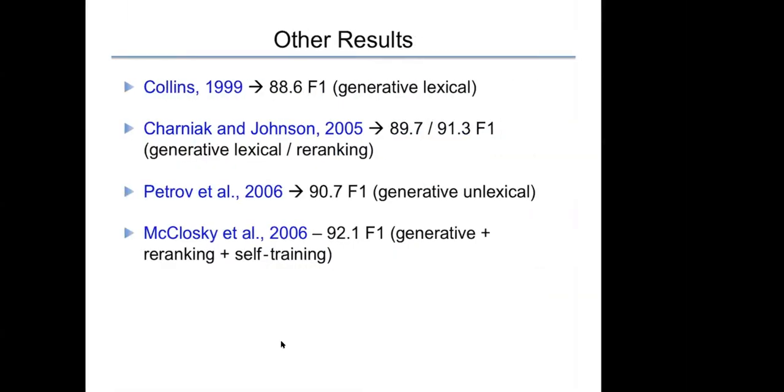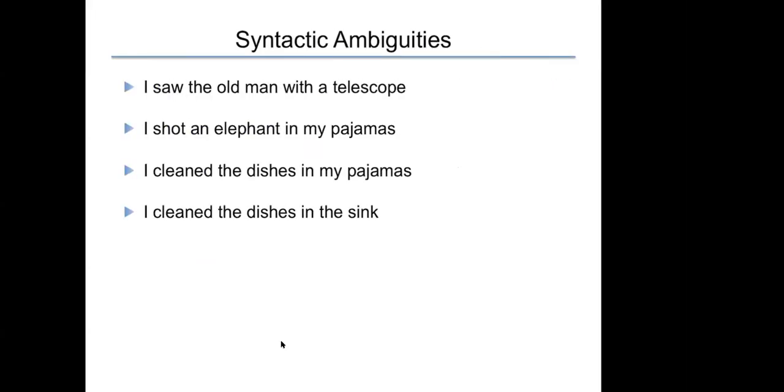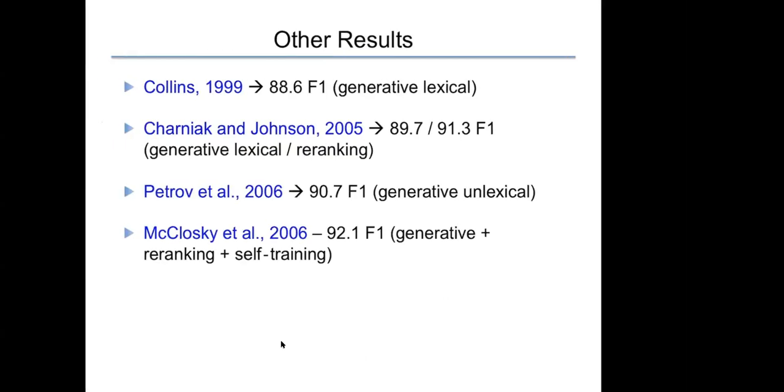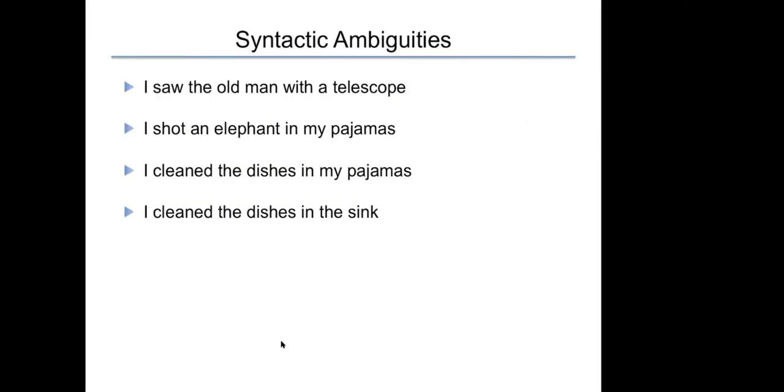You can see that in the early days, around 1999, there were lexical methods, which scored 88.6. More recently, well, not really recent, around 2006 and 2005, they went up to around 92.1. And it's much higher these days if you use neural networks, but hopefully you get the point of how it was approached in the older days.